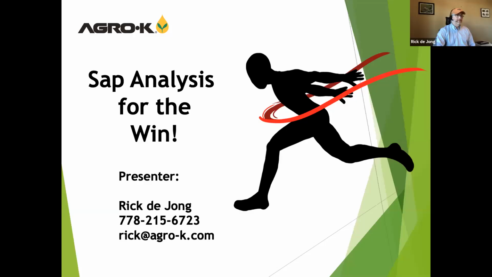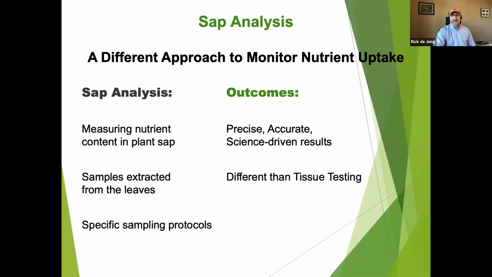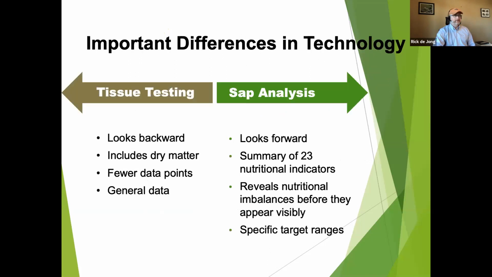So we take leaf samples, we send them off to the lab, which presses those leaf samples and extracts the sap from inside those leaves, and they're analyzing the nutrient content of that. There are some specific protocols to sampling. We are sampling old leaves and young leaves separately once we've got enough growth to do that. And it is quite a bit different than a conventional tissue test. Here are some of those differences.